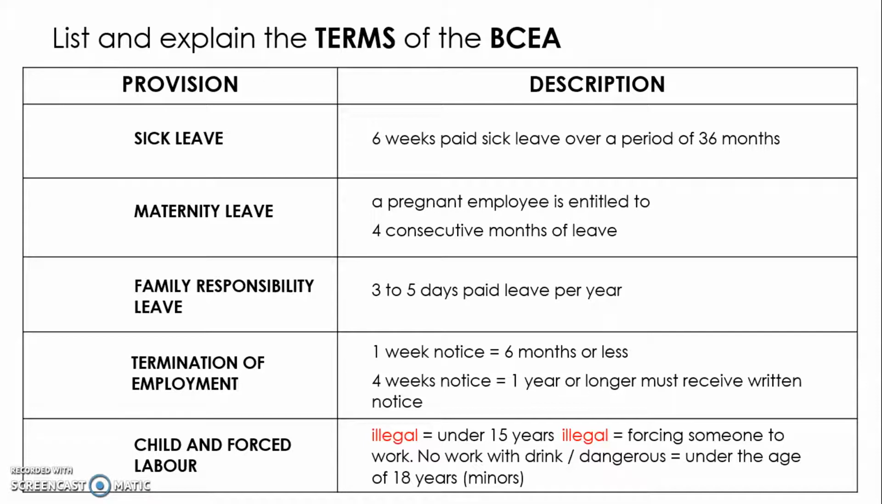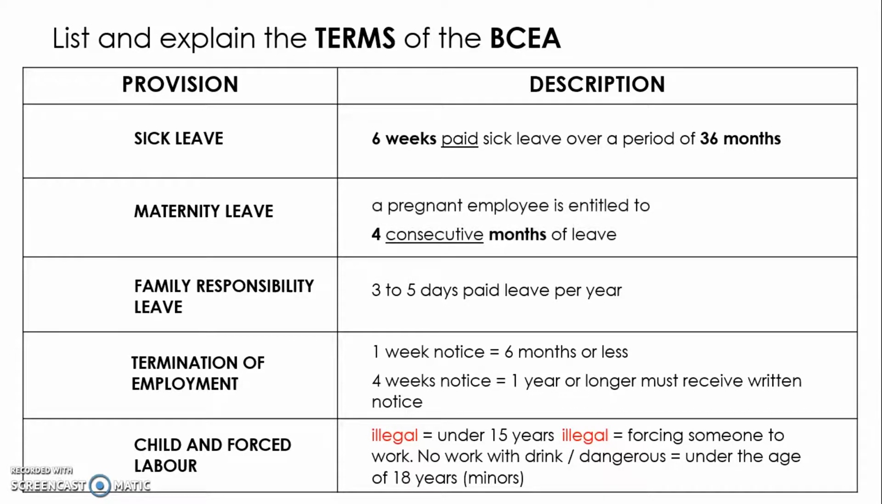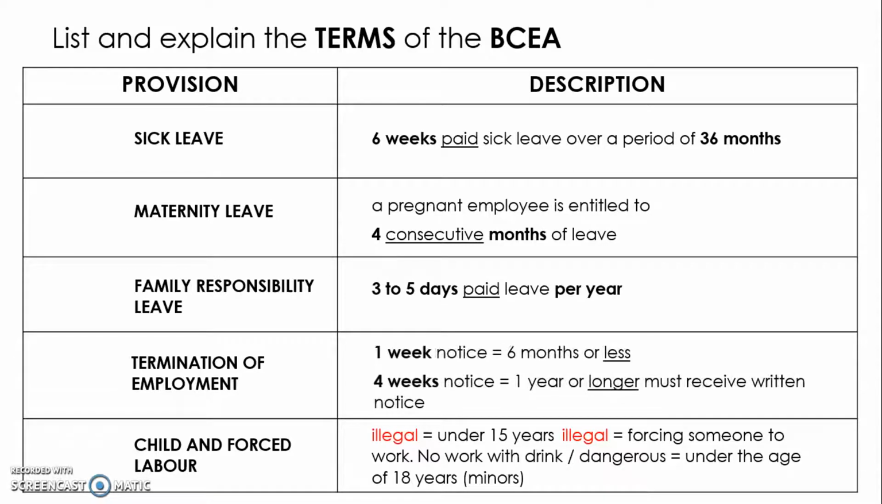Let's look at our key terms or words. With sick leave, we have the words 6 weeks and 36 months. With maternity leave, we highlight the words 4 consecutive months. With family responsibility leave, we highlight 3 to 5 days and per year. With termination of employment, we highlight the words 1 week and 4 weeks. And with child and forced labor, we highlight the words illegal, 15 years, forcing, dangerous, and 18 years.